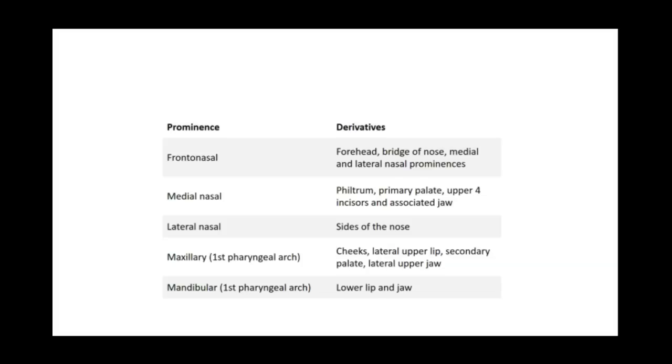And then you have the mandibular process, which gives rise to the lower lip and the lower jaw. So these are basically the derivatives. You have formed the forehead, the boundaries of the nose, the cheek, some contribution to the palate, the upper lip, the lower lip, and the mandible plus the maxilla.